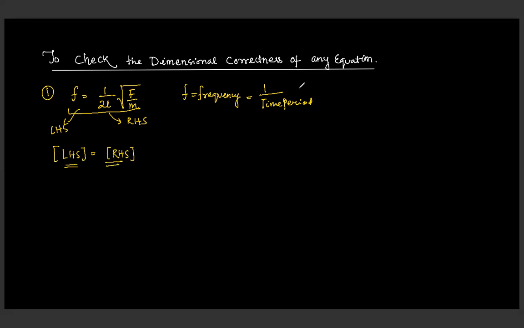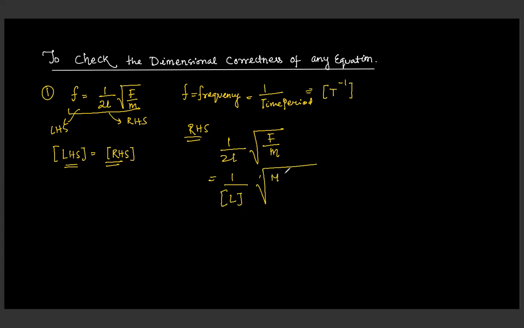So we have to find out the dimension of the left hand side, that is t to the power minus 1, because 1 by t equals t to the power minus 1. If we analyze the right hand side of the equation, it is 1 by 2L square root of force by mass. 1 by 2L, we can directly write down, 2 is not needed. It is only L square root of force.